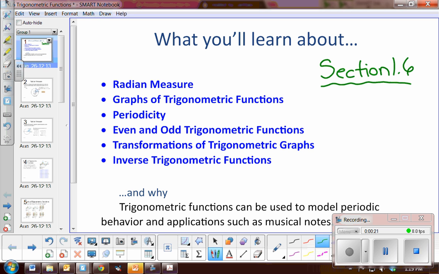Now, most of these topics we've talked about already in class. We're going to focus a little bit more on some of the new material with inverse trigonometric functions.